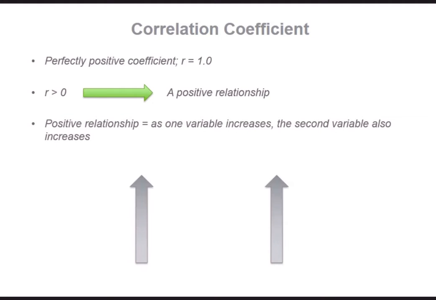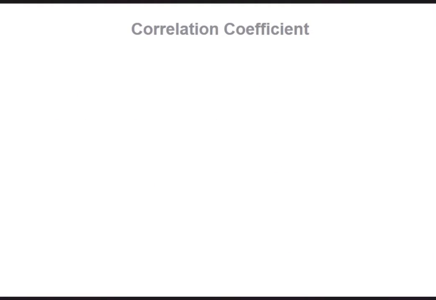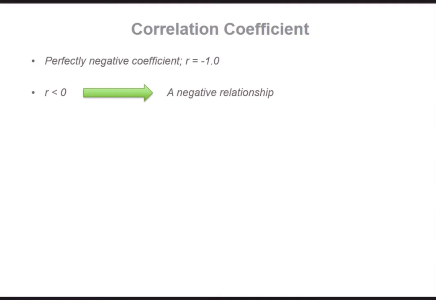This means that if one variable increases, the second variable will also increase, or if one variable decreases, the other will decrease. The two are positively correlated together. When the correlation coefficient has a perfectly negative coefficient, r will equal negative 1.0. In general, the rule of thumb can be, if r is less than 0, there is a negative relationship.